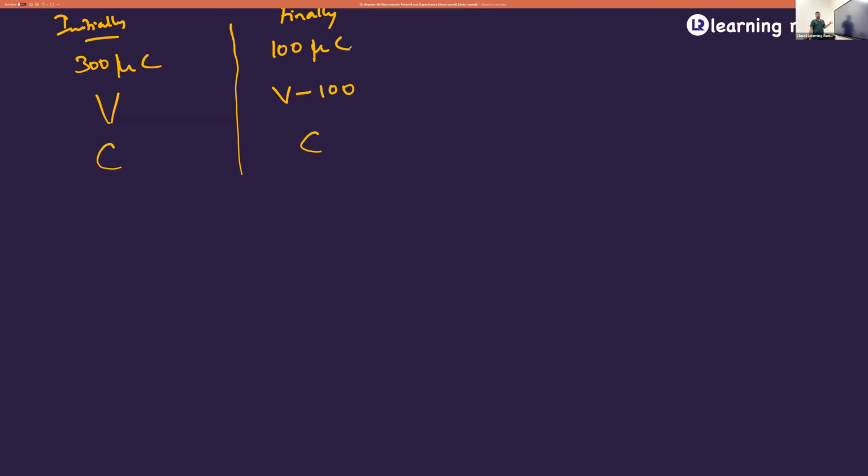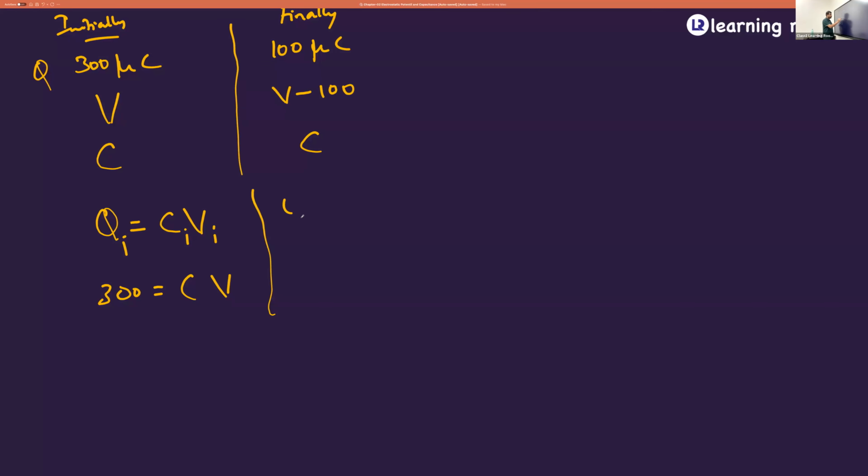So what is the equation that relates all these three? That's all you need to do. So Q is equal to CV. For the initial condition, I'll use Q_I is equal to C_I into V_I. What is Q_I? 300. I'm not writing the micro. So 300 is equal to C into V. I have two unknowns. I can't solve.